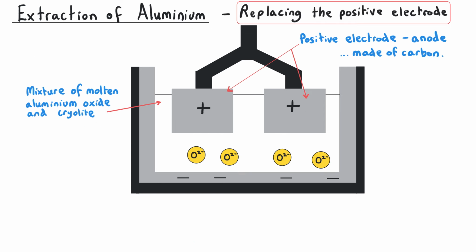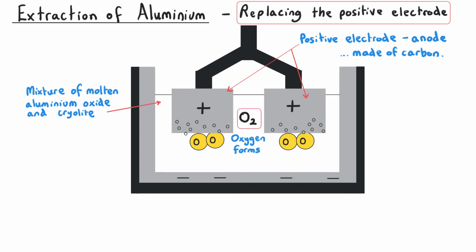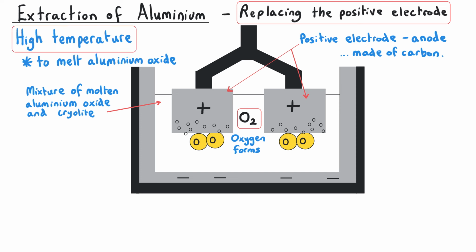In the process of electrolyzing the aluminium oxide, the oxide ions are attracted to the positive electrode, where they become discharged and form the element oxygen. Now, since this is all taking place at a high temperature in order to melt the aluminium oxide to allow the electric current to flow, then actually a further chemical reaction takes place at the positive electrode that results in the positive electrode needing to be replaced periodically, sometimes as frequently as once per month.